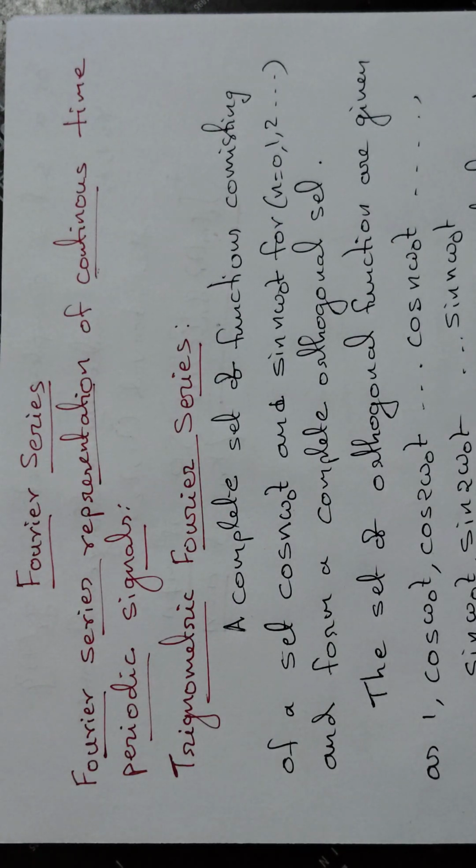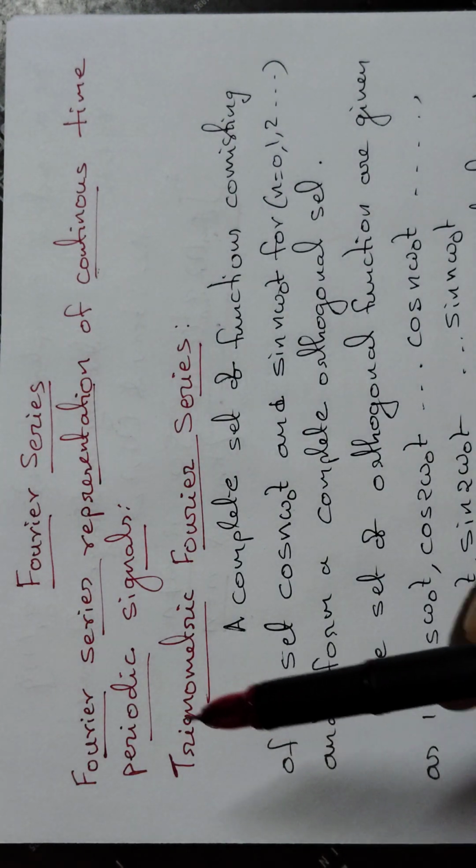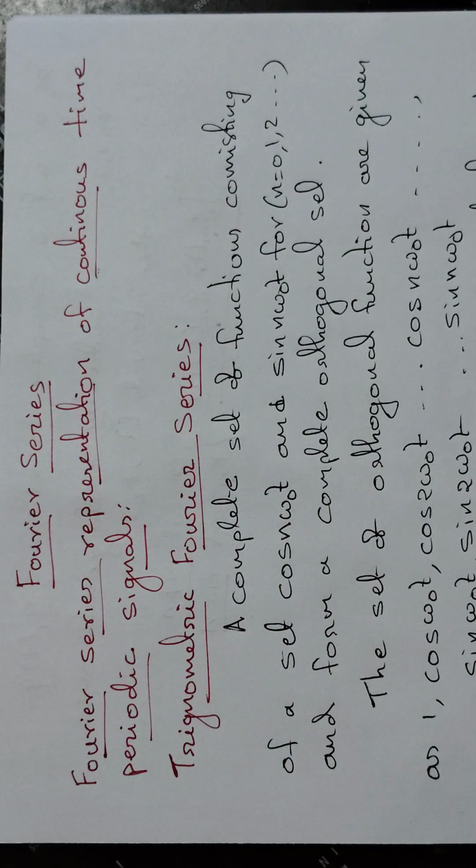In this video I am going to explain about Fourier series. The topic is Fourier series representation of continuous time periodic signals. The Fourier series is mainly applicable for periodic type of signals, and it is not applicable for aperiodic type of signals. In my previous videos we have seen the periodic and aperiodic type of signals.